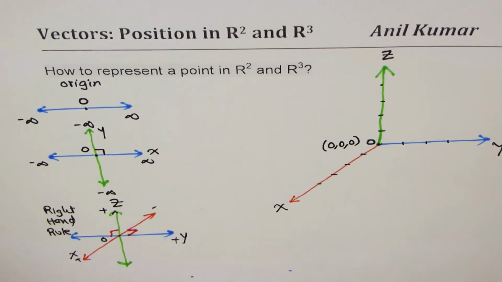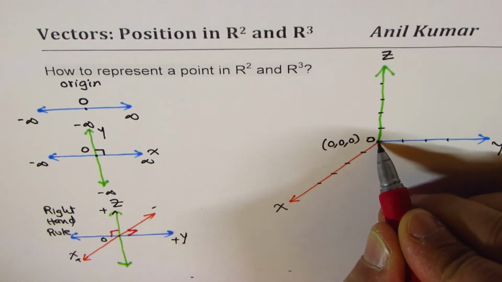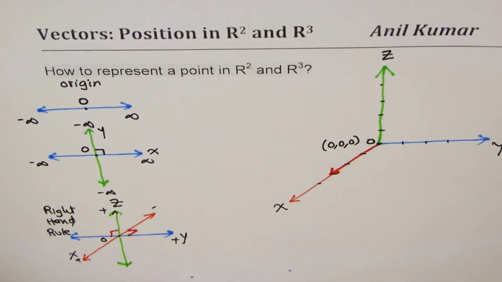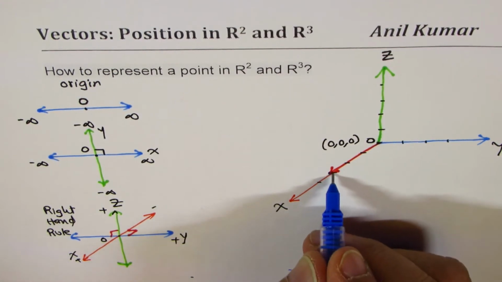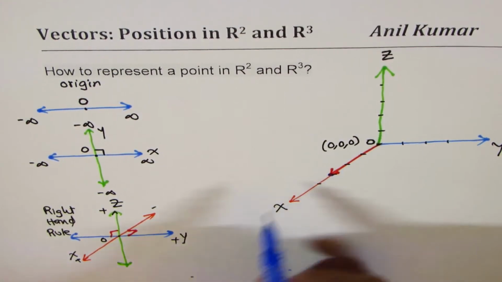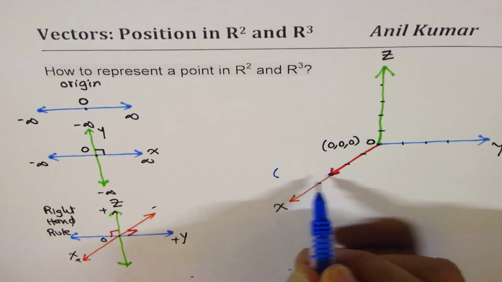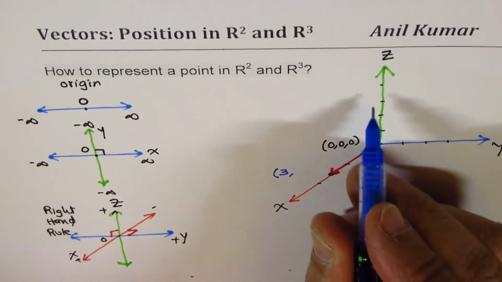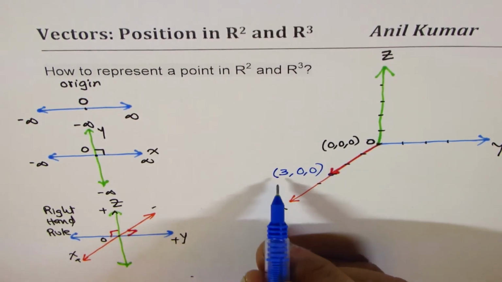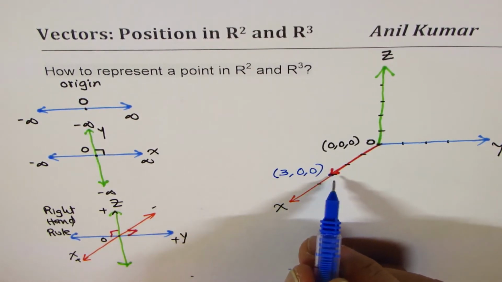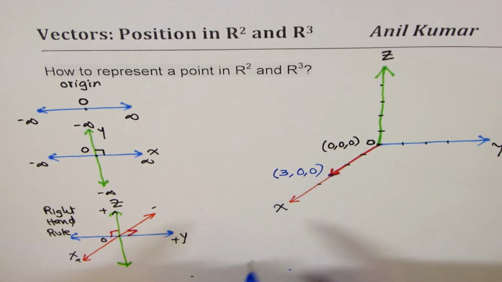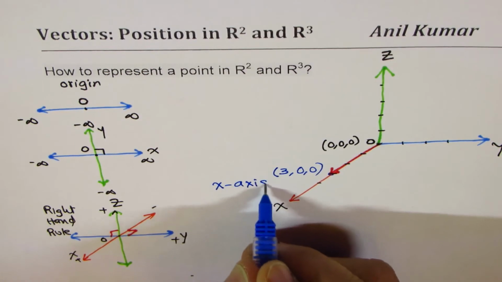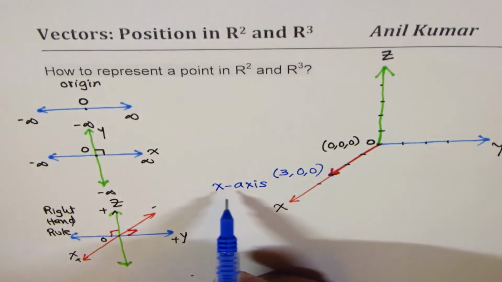For example, on the x-axis, if I move 1, 2, 3 units and reach a point, this particular point here will be a point on the x-axis, correct? And the coordinates will be, since I moved only 3 units along x, and I did not move along y and z, 0 for them. 3, 0, 0 represents a point on the x-axis, right? Do you see that? So that represents an x-axis point.